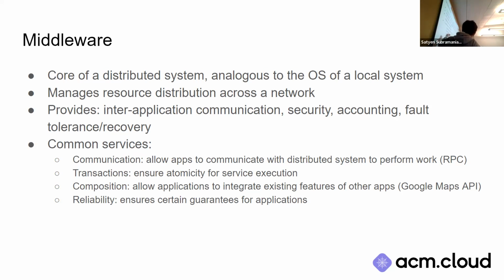Composition basically allows you to integrate other people's distributed systems into yours. For example, the APIs in Google Maps: Google created this global mapping software, and now we can use that in our own apps, which is technically an example of a middleware. And also reliability. So you can pretty much give certain guarantees for your applications. But yeah. Okay.